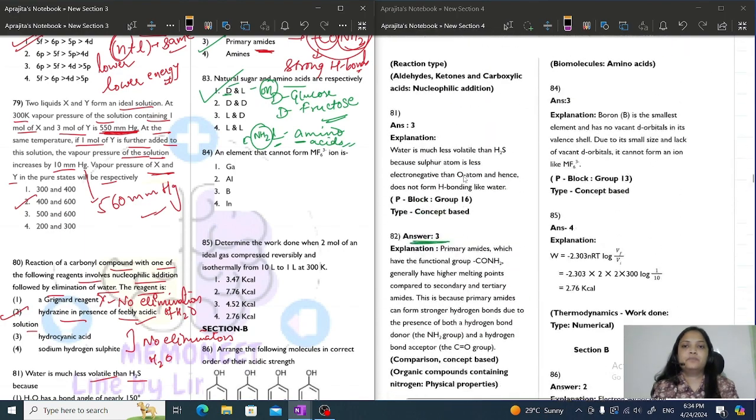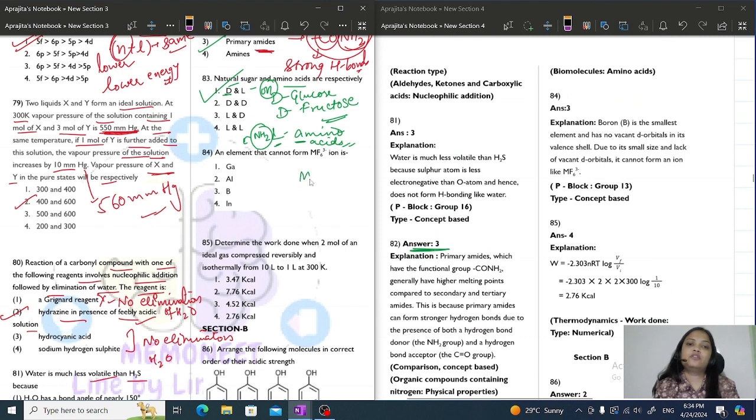Question number 84. Element that cannot form MF6 3 negative ion. Now here we can see boron, aluminium, gallium, indium. Boron is actually the smallest out of these. And moreover, it has no vacant d orbitals. Aluminium, gallium, indium, all of them have. So there are no d orbitals present in the valence shell, and it cannot extend its configuration, right? So it cannot form MF6 3 negative like other atoms. So because of small size and no d orbitals, the answer is option 3.